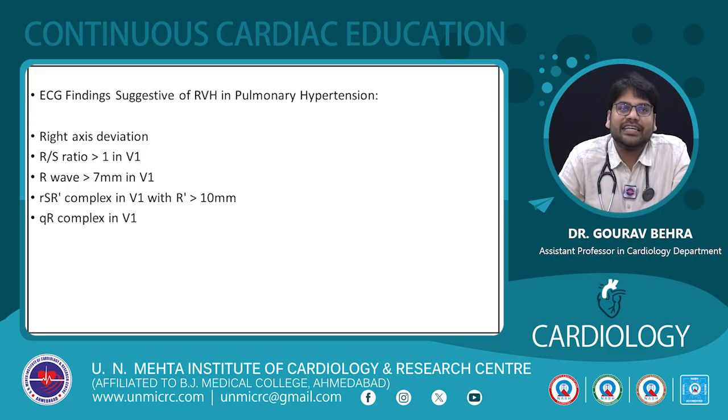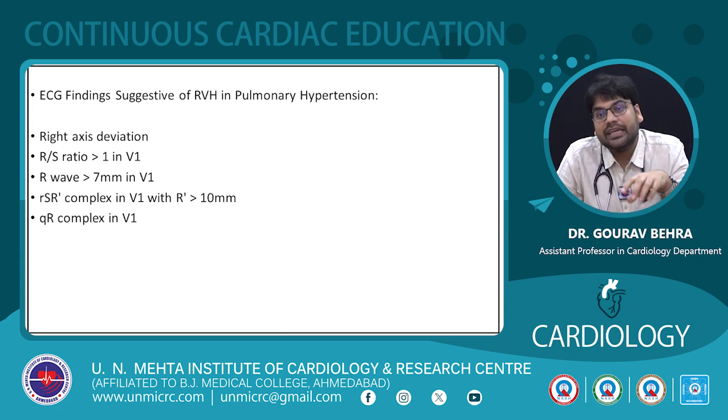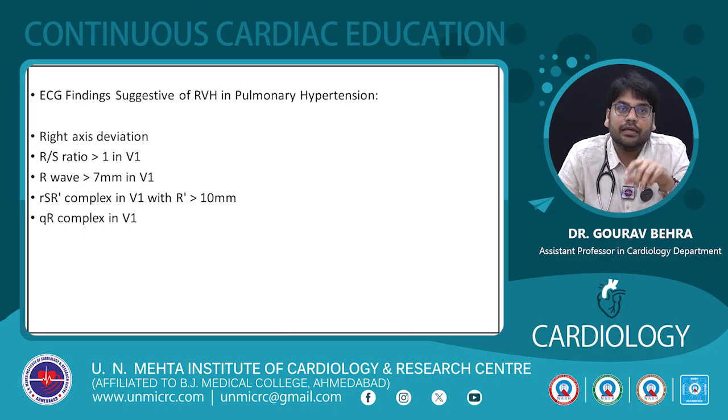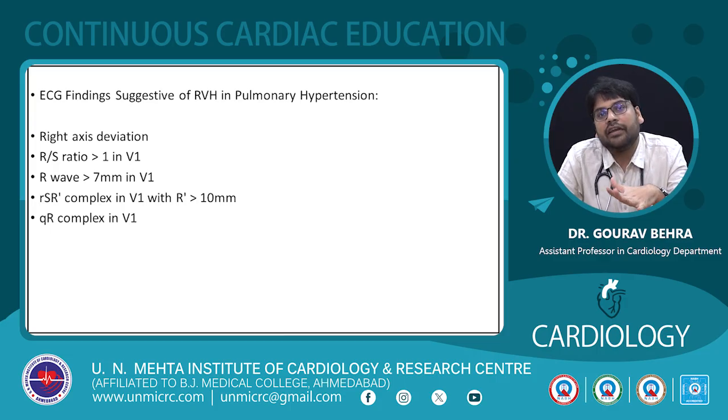Now coming to the investigations. In the ECG, it suggests RVH, since PH usually puts pressure on the right ventricle. So the signs will be right axis deviation, and the R/S ratio in lead V1 will be more than 1. The R wave height is 7 mm in V1. Importantly, if a patient has right bundle branch block, then the height of R prime will be more than 10 mm. Important: RBBB and tall R wave more than 10. Some studies say more than 11 indicates right ventricular hypertrophy. And we also say the qR complex in V1.